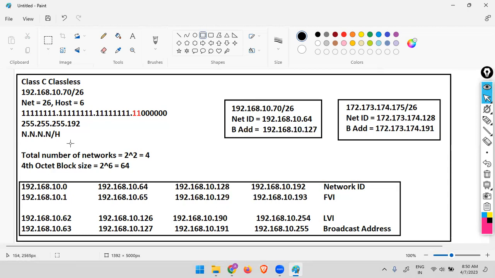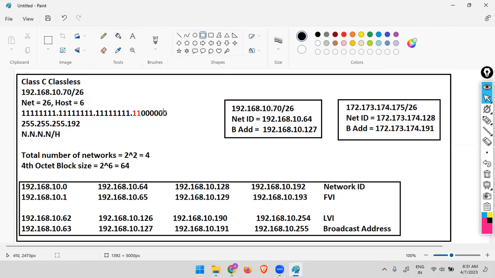So now you know that you just have to focus on the interesting octet and the slash value, and accordingly everything will be calculated. In the same way you can keep on borrowing: /26, /27, /28, /29, and /30. /31 and /32 we cannot use.